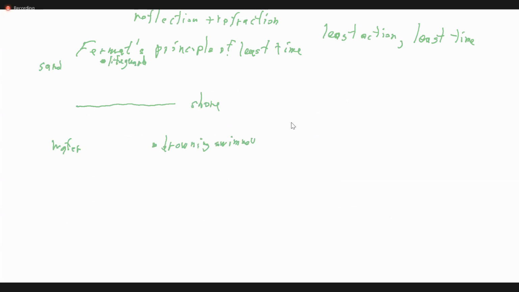So do I just run perpendicular to the shoreline and then swim a long distance? No, that doesn't make sense. What if I run over here, then make a mad dash? What's the least amount of time? Let's figure this out. Let's say this distance is A, and this distance from the shoreline down to the drowning swimmer, the vertical part, is B.